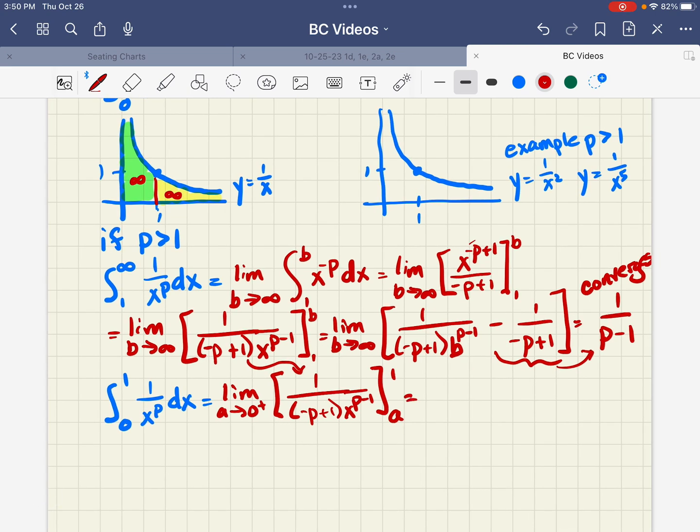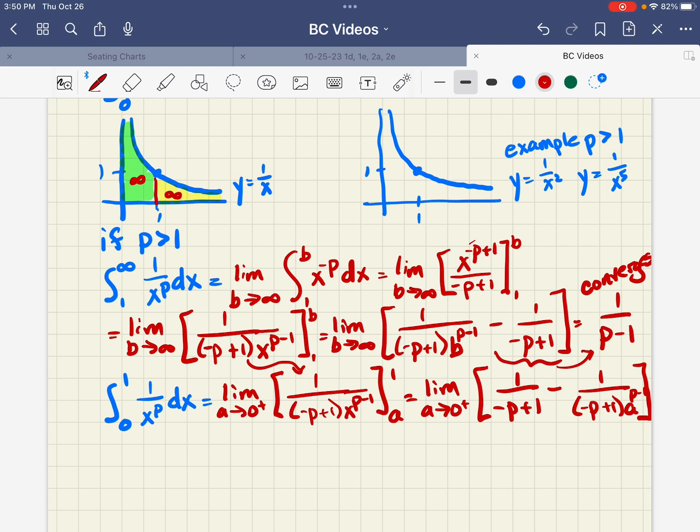So that equals the limit as a heads to 0 on the right of 1 over negative p plus 1, a to the p minus 1. Oops, I put that in the wrong order. We'll get there. So 1 over negative p plus 1 is the top bound, minus 1 over negative p plus 1, a to the p minus 1.